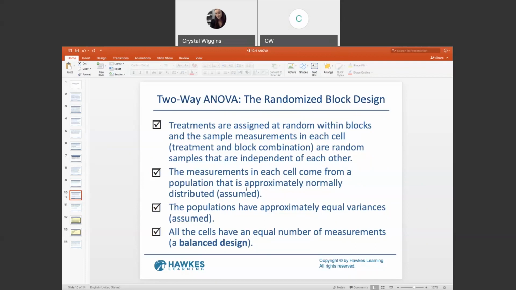The measurements in each cell come from a population that is approximately normal, and this we just slapped assumed on it because we don't know that. The populations have approximately equal variances, also slapping assumed on that because we don't have enough data to measure that. All the cells have an equal number of measurements, balanced design. Okay, so we do know that, though. We were told that there is one patient per block per treatment.